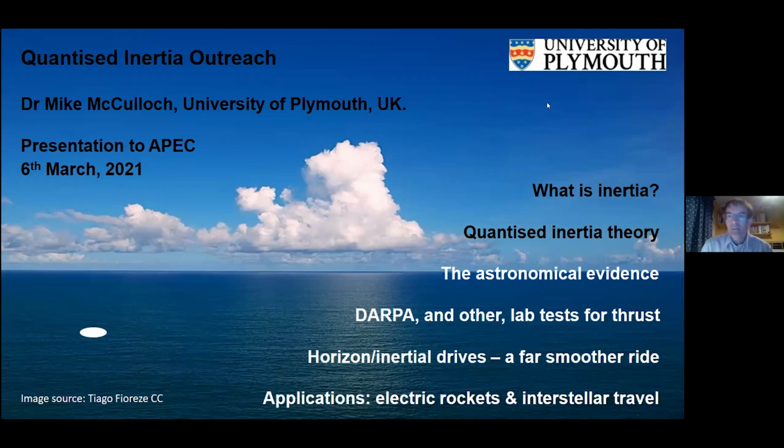Okay, so today I'm going to be talking about quantized inertia. So I'll first go into a bit of the background. What is inertia? What do we think it is? Then I'm going to propose a new theory for it called quantized inertia, discuss the astronomical evidence that I've managed to collect so far, talk about the DARPA funding I received to test it in the lab for thrust, and talk about horizon drives and their applications at the end.